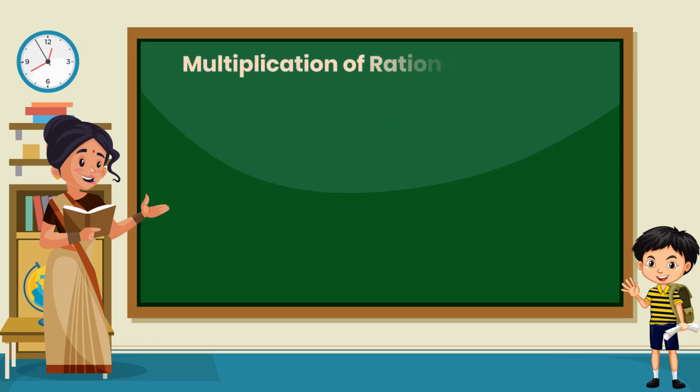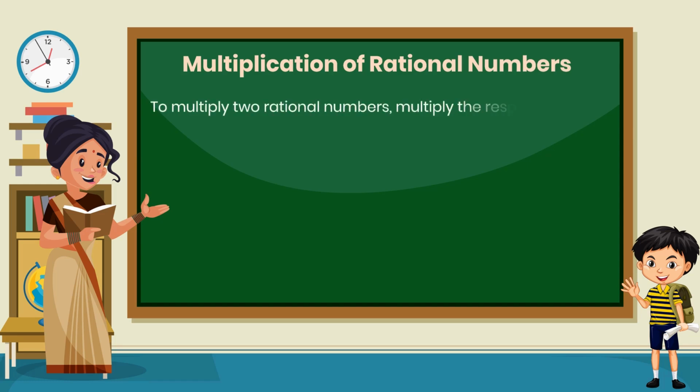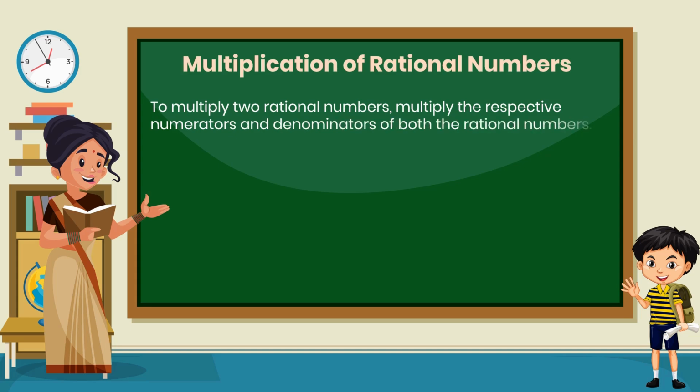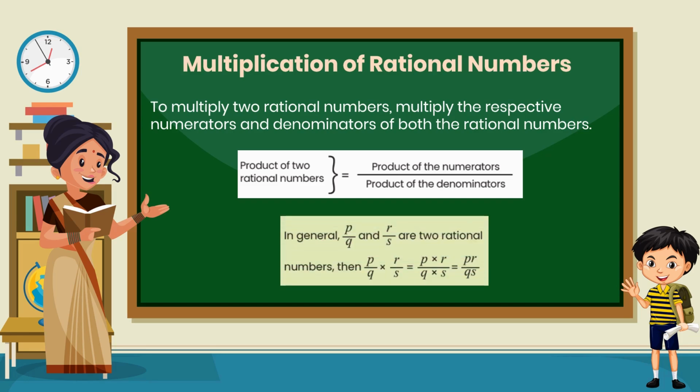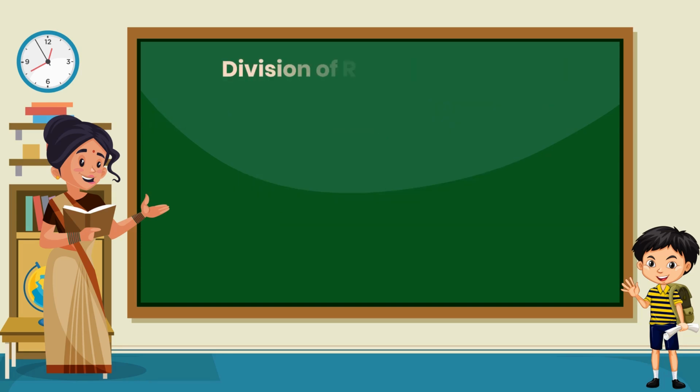Multiplication of rational numbers. To multiply two rational numbers, multiply the respective numerators and denominators of both the rational numbers. The product of two rational numbers equals the product of the numerators divided by the product of the denominators. In general, p by q and r by s are two rational numbers. Then p by q into r by s equals p into r by q into s, which equals pr by qs.